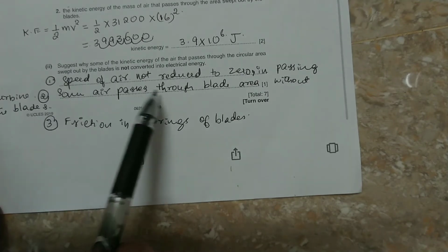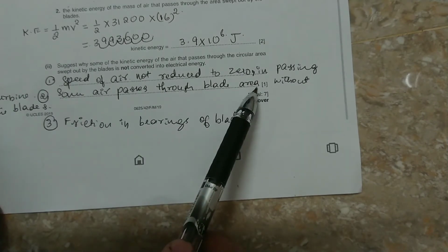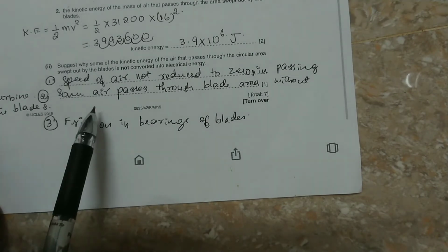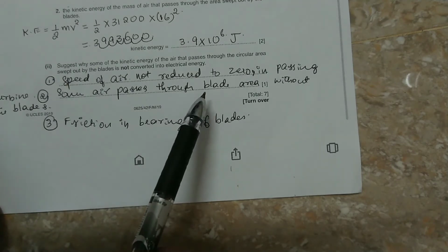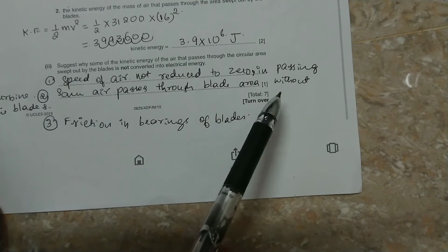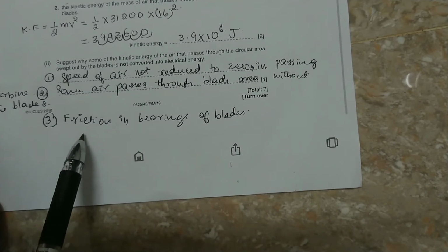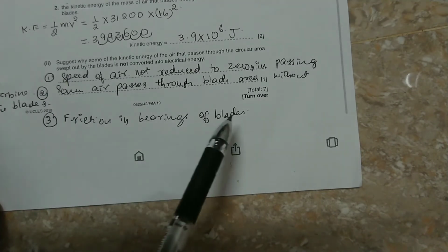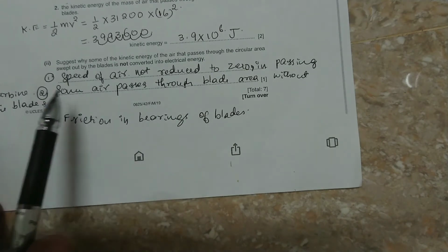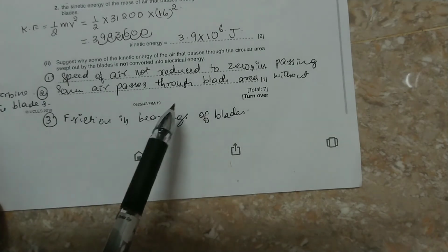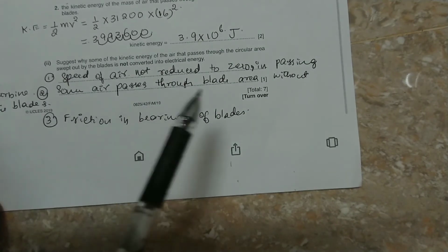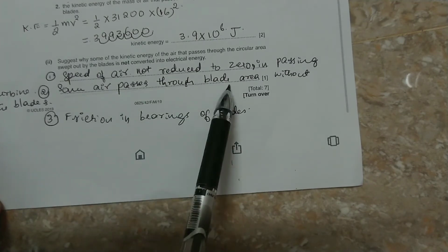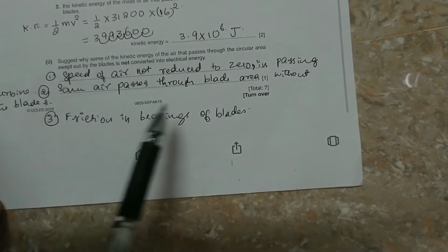Some of the air when it is passing through the blade area is not hitting the blades. Or you can say friction in bearings of blades. There must be friction in the bearings. Because of that, some of the energy is not converted into electrical energy. So it is just for 1 mark. You can write any one of the answers. The best answer, I guess, is this one: some air is passing through the blade area without hitting the blades.